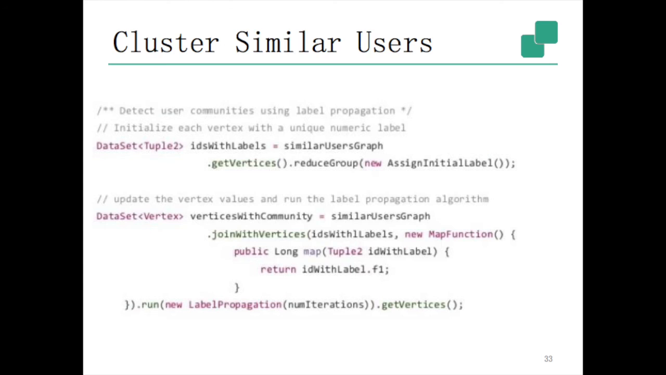Finally, to cluster these similar users together, you use the label propagation algorithm that I previously said we already have in the library. You update the vertex values by randomly assigning an initial ID, an initial label, because the label propagation algorithm needs every vertex to have an initial value. Afterwards, you run this label propagation algorithm to see which users are similar to a certain amount.